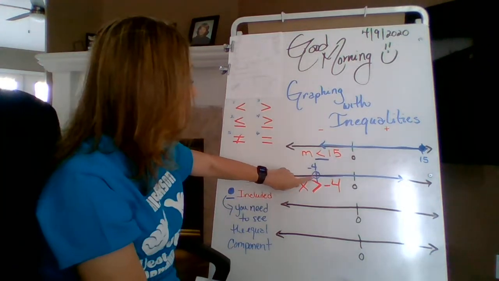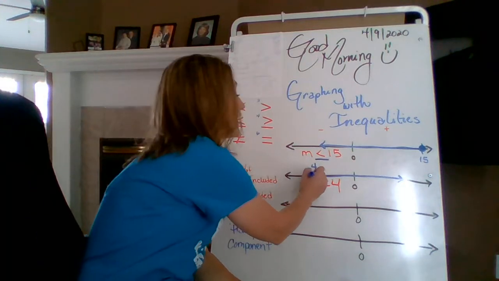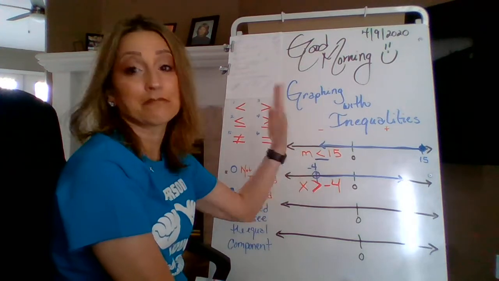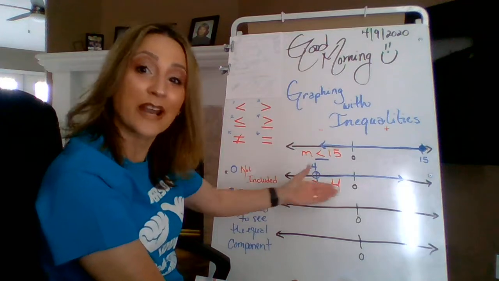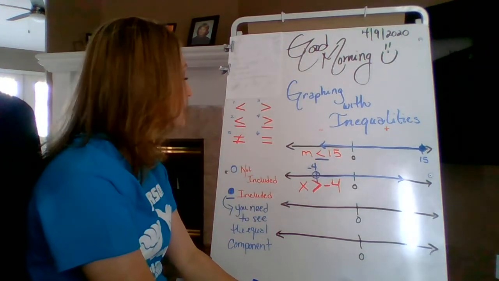So this is x is greater than a negative 4, so x can be anything to the right-hand side of a -4, a -3, 0, a +1, a +2. Of course, 2 is greater than a -4. So that is how we do the graphing of inequalities.